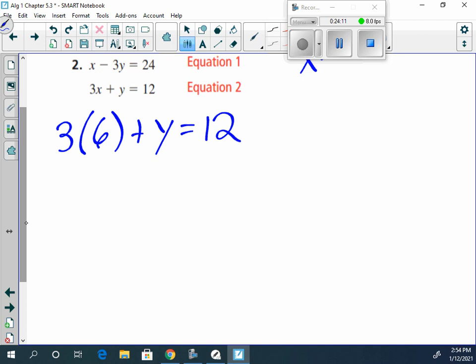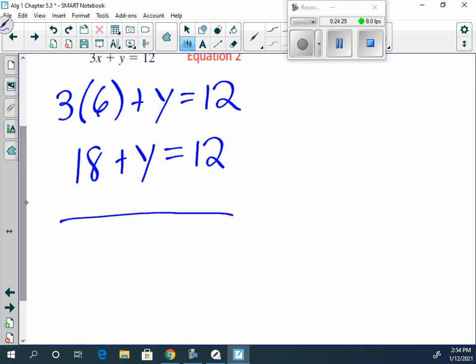3 times 6 is? Oh, 3 times 5 is 15. Yes, you're good. That's what a calculator is for, right? Or my head, one of the two. 18 minus 18 is 0. 12 minus 18 would be what? Y'all know? What's 18 minus 12? 6? That would be negative.